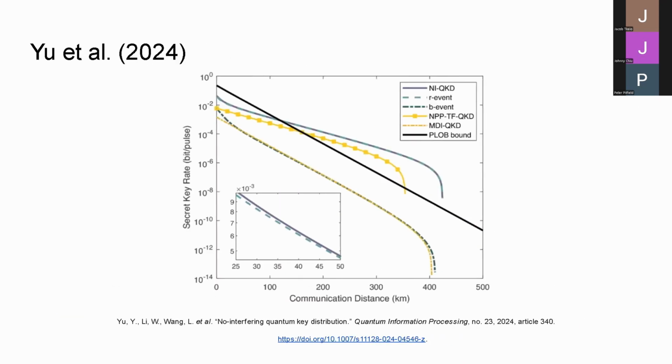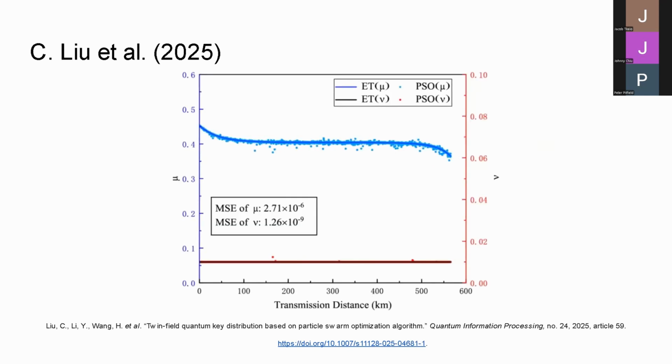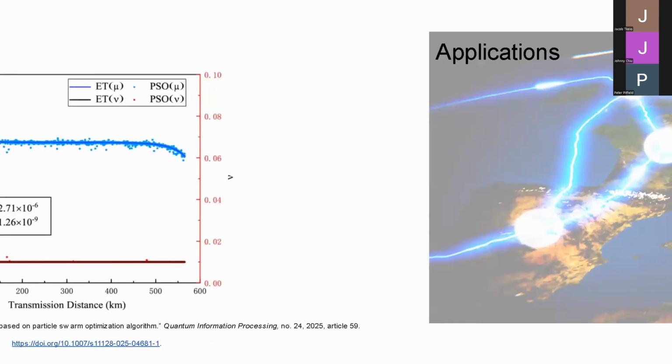In 2024, Yu et al. proposed a twin-field quantum key distribution scheme called no-interfering twin-field quantum key distribution that uses polarity information rather than phase information. It performs slightly better than an equivalent phase-based twin-field quantum key distribution scheme. This year, Si Lu et al. proposed using particle swarm optimization for twin-field quantum key distribution parameters like the intensities of the signal, decoy, and vacuum states. This optimization algorithm is 3 orders of magnitude faster to perform than an exhaustive parameter search, and it's better suited for the real-time response needed for internet-scale key distribution.